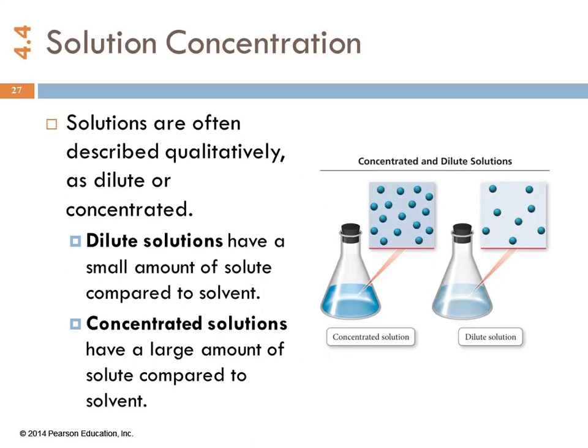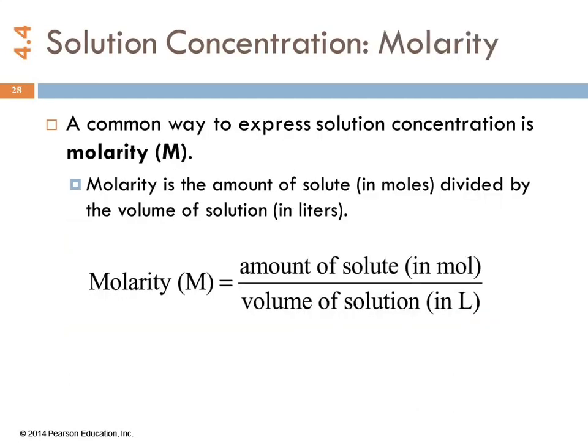So we have qualitative descriptions for solutions. These are relative, they're non-numerical. We have the words dilute and concentrated, and they are just relative terms. So dilute is a small amount of solute, and a concentrated solution is a large amount of solute. So if we look at these two flasks, and if these are representing the solute molecules, we could say that this one is dilute and that one is concentrated, because there's more.